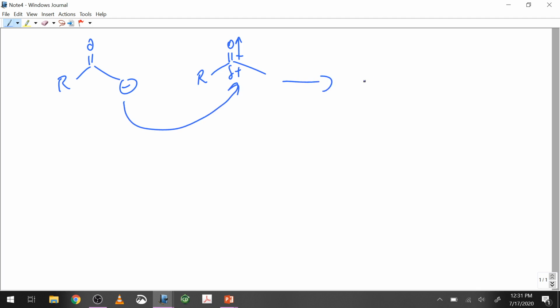Well, what happens if I do both? If I have this, and I have this, this is electrophilic. This, as we've just spent the past 3 videos talking about, is nucleophilic. Why can't I put them together? The answer is I can put them together.